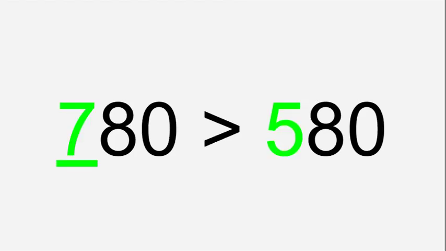Next, we will compare 780 with 580. Which number is bigger? Both numbers have 3 digits. We will compare the hundreds. 7 is greater than 5, so 780 is greater than 580. Check your work.